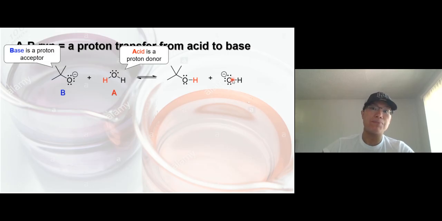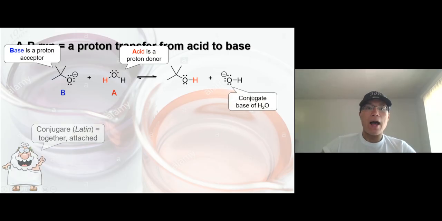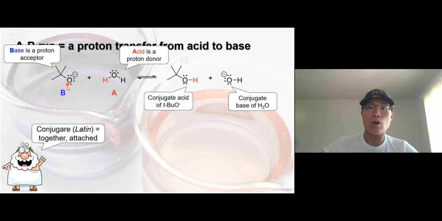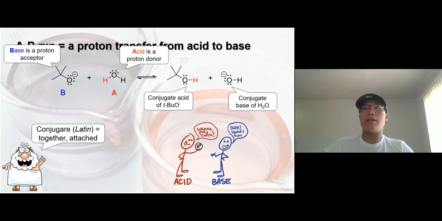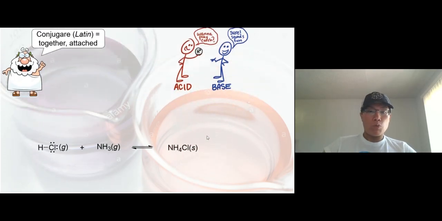In this particular situation, we call the hydroxide ion the conjugate base of water. So the acid becomes a base. Conjugate in Latin means together or attached. They come together. Every acid has a conjugate base, and every base has a conjugate acid. Tert-butoxide becomes tert-butanol, which is an alcohol. By the way, an acid-base reaction is like playing catch from an acid to a base, and the proton is just the baseball.